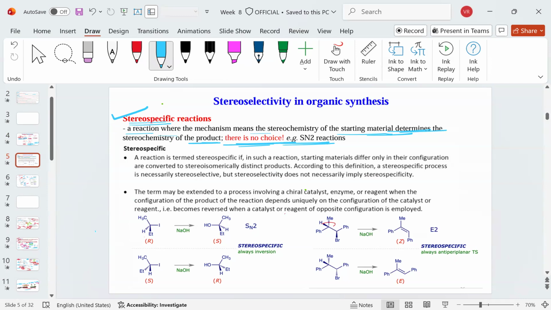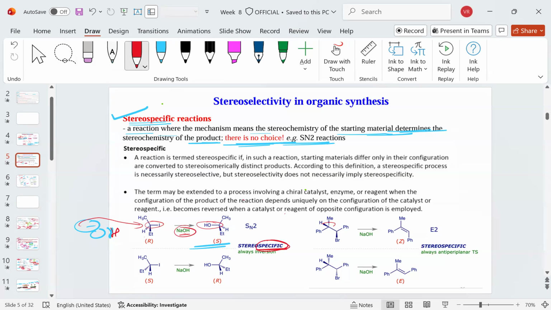So what happens in the SN2 reaction? The nucleophile attacks from the backside of the leaving group, and we get a product in which there is an inversion of the stereochemistry. Let's say here we have the leaving group iodine and the nucleophile is OH minus. This OH minus attacks exactly on the opposite side, and you can see the stereochemistry is inverted in the product. So this reaction is an example of a stereospecific reaction. The word specific itself states that we get a specific product.